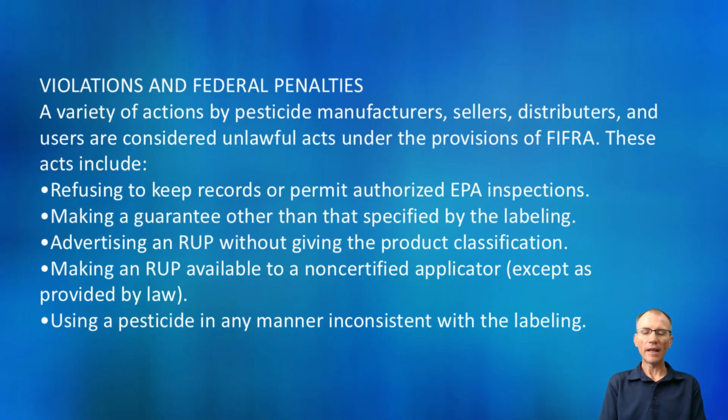Violations and federal penalties. A variety of actions by pesticide manufacturers, sellers, distributors, and users are considered unlawful acts under the provisions of FIFRA. These acts include refusing to keep records or permit authorized EPA inspections, making a guarantee other than that specified by the labeling, advertising an RUP without giving the product classification, making an RUP available to a non-certified applicator, except as provided by law, using a pesticide in any manner inconsistent with its labeling.